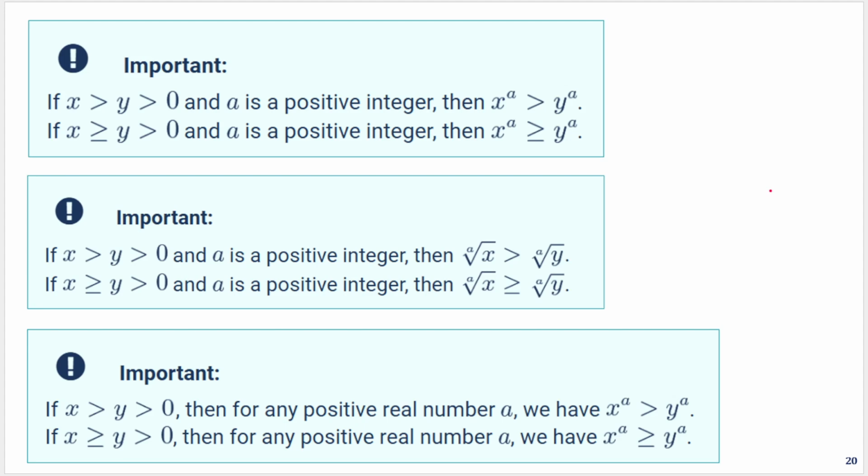If x is larger than y, which is larger than 0, then for any positive real number a, we always have x to the power of a is greater than y to the power of a. So similarly, if x is larger than or equal to y, which is greater than 0, then for any positive real number a, we always have x to the power of a is greater than or equal to y to the power of a.